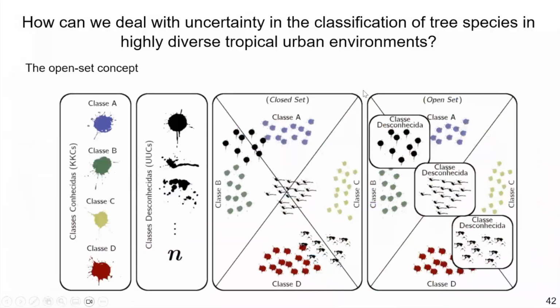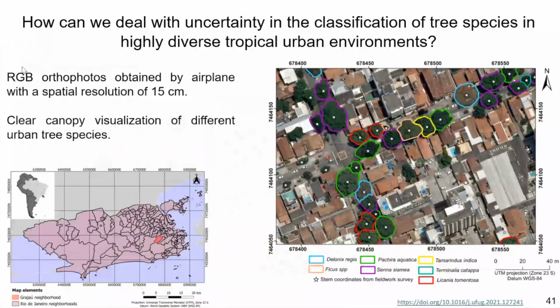And here we used the open set concept to test if we can generate better results in this highly diverse environment. For example, this work was performed in a small neighborhood of Rio de Janeiro. It is the Grajaú neighborhood, but in this area we have more than 100 different tree species. So how to deal with this high diversity?